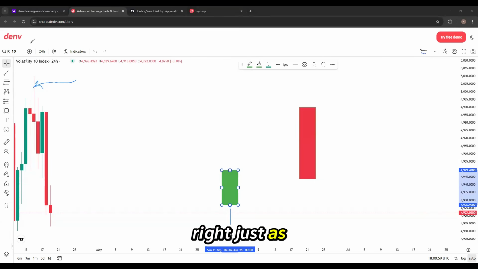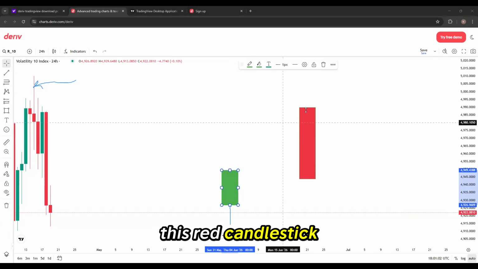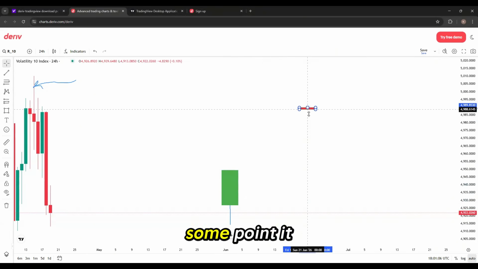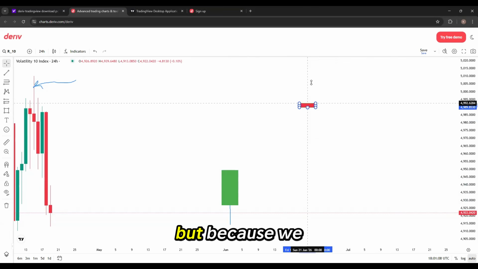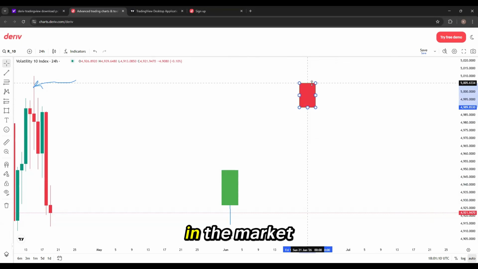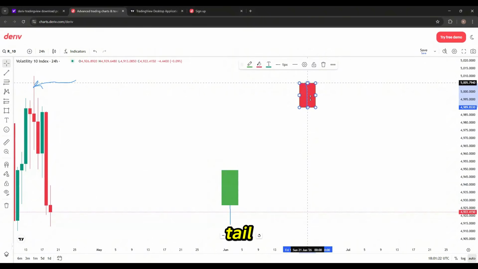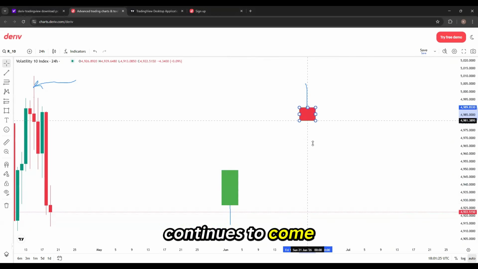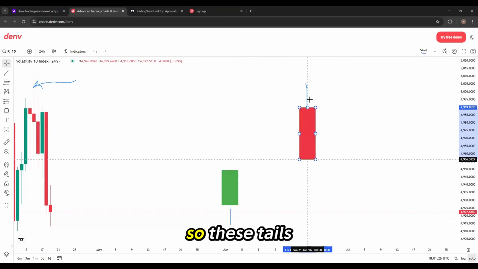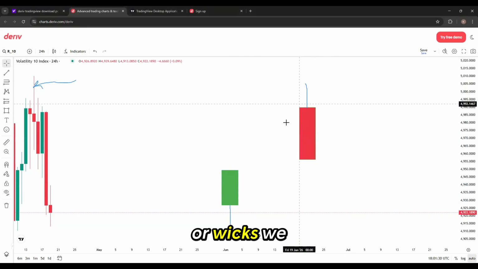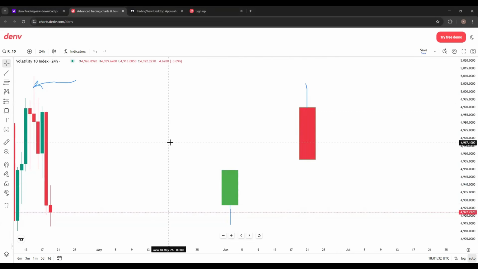Just as much as here, this red candlestick can open red, but then at some point it can turn green. But because we have more sellers in the market, when it closes down, what it leaves behind is a tail, and then it continues to come and close down. So these tails or wicks, we call them rejections.